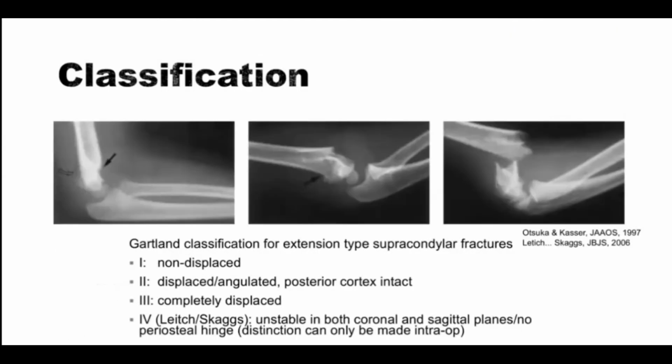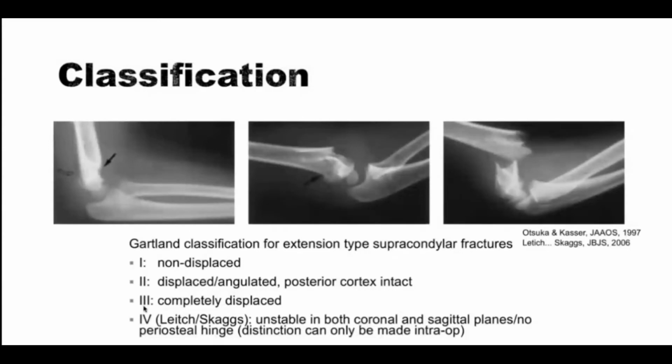So we classify pediatric supracondylar fractures into 4 different categories. The first is the non-displaced, which is that posterior fat pad sign or a subtle fracture without any change in the anatomic position. A type 2 is displaced and angulated only in the sagittal plane with an intact posterior cortex. And then a type 3 is completely displaced, so a displacement in both the coronal and sagittal planes.